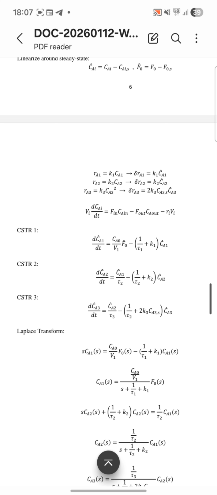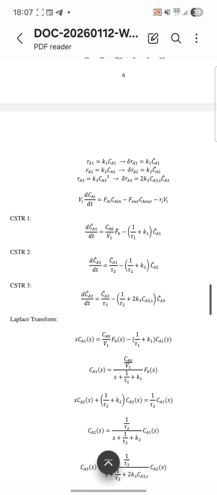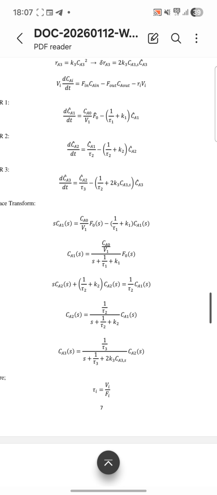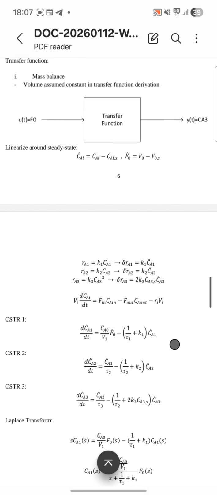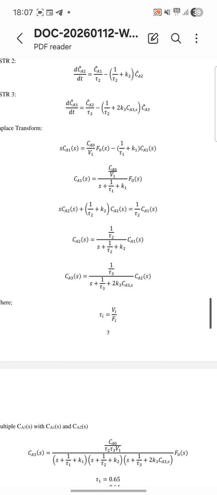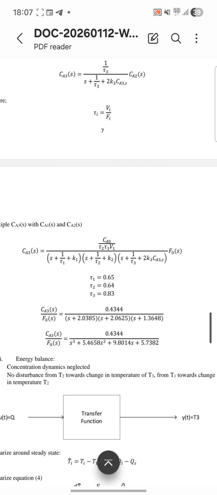And then I get the CSTR1, CSTR2 and CSTR3 equations, these three equations. After that, I Laplace transform these three equations to get CA1(s), CA2(s), and CA3(s). After I get them, I need to find the target, which is CA3 over F0. Also, I forgot to mention that the tau value equals Vi over Fi for each CSTR. Then I can find CA3 over F0, and I input the tau value and find the final transfer function.